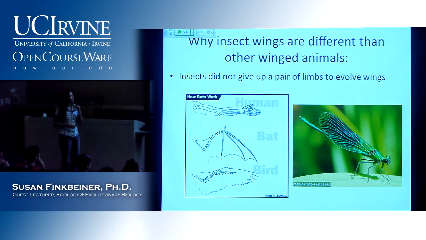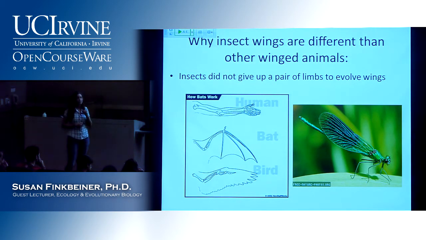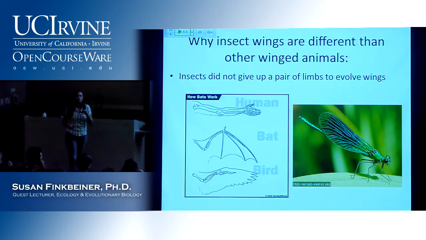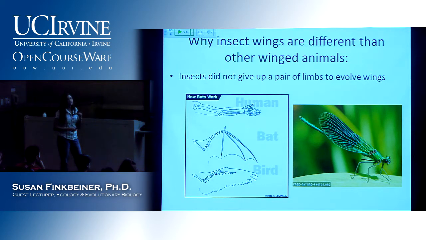So something that I want to point out is that insect wings are different from other animals in the sense that insects did not give up a pair of limbs to evolve wings. So, for example, bats and birds, their wing structures are homologous to the human arm, whereas in insects, their wings are almost like an extension on the thorax, and they maintained complete function of all 6 legs or all their other limbs when they evolved wings.